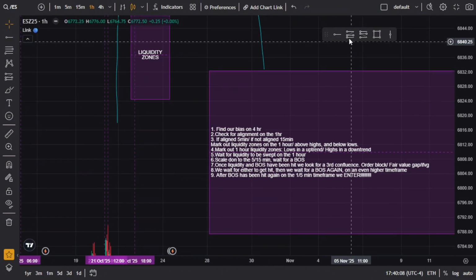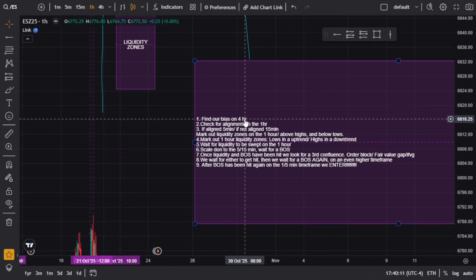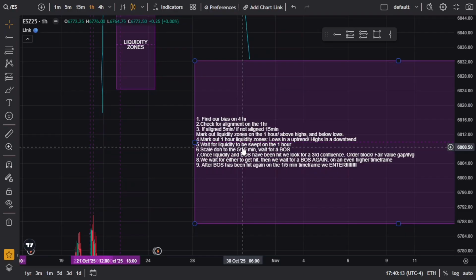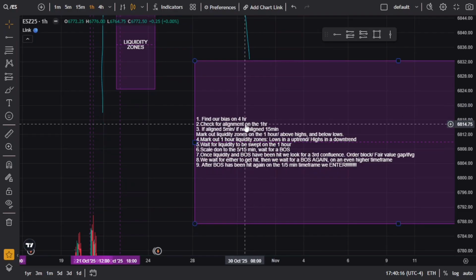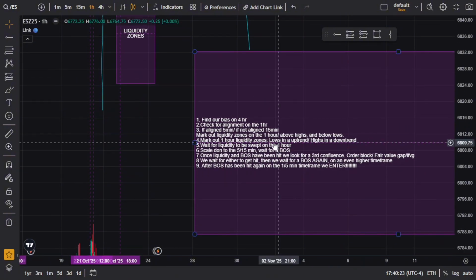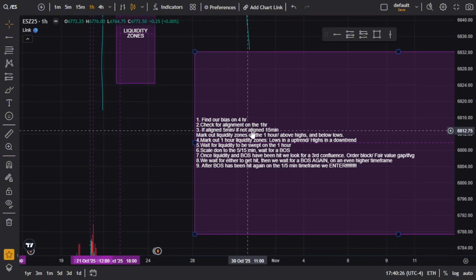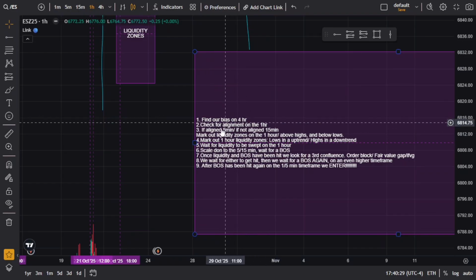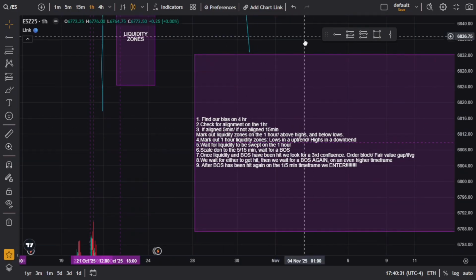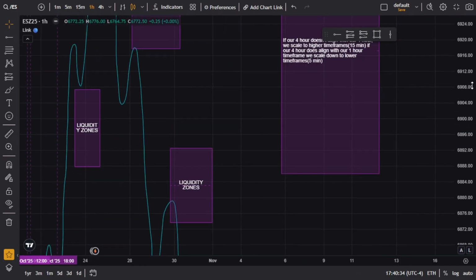All right. After we check our bias for the day, we're going to go through everything again after each step. We check our bias for the day, 4 hour. Uptrend, cool. Go to the 1 hour. Check if it aligns. If it aligns, perfect. We're both in uptrends on the 4 hour and the 1 hour. Based on if they align or not, we're going to be in the 15 minute if they don't align, and the 5 minute if they do align. Let's go back up here.